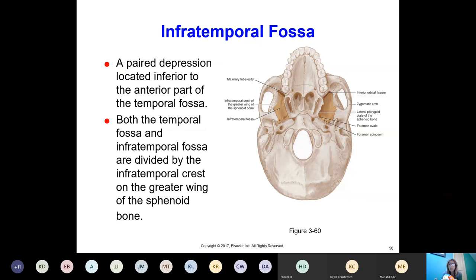So the infratemporal process goes to where the sphenoid bone is. So let's see, the sphenoid bone's that red bone. So you can kind of see where my finger lies in that dip right there. Right there, that's the infratemporal fossa. And again, that holds veins and arteries that supply blood and nerve tissue to your teeth.